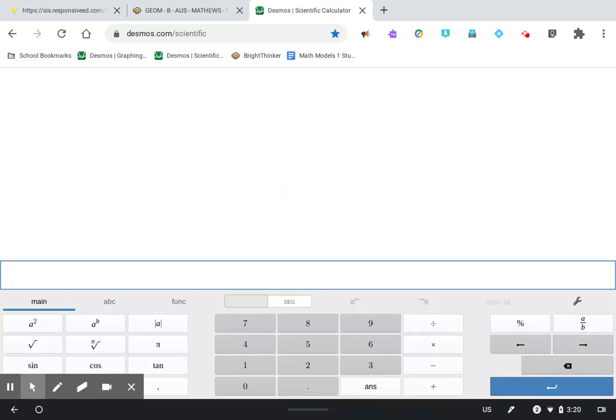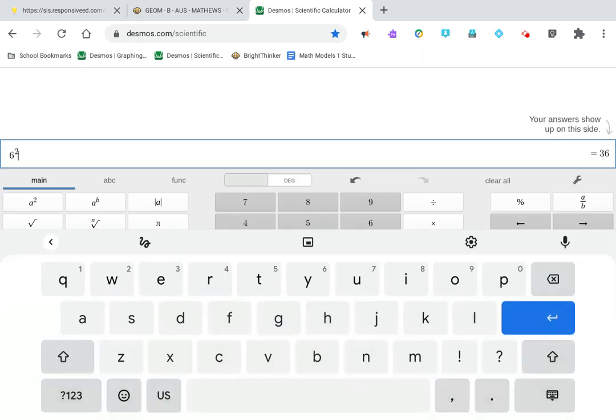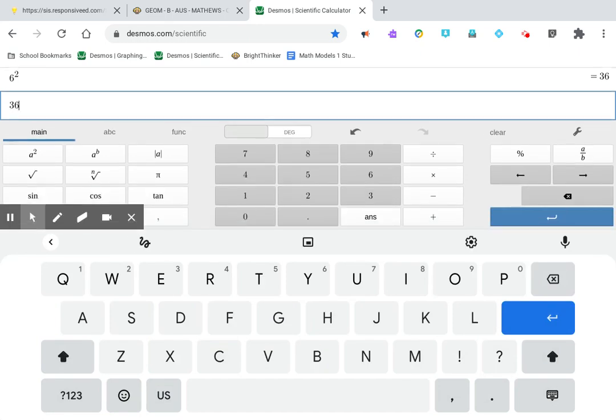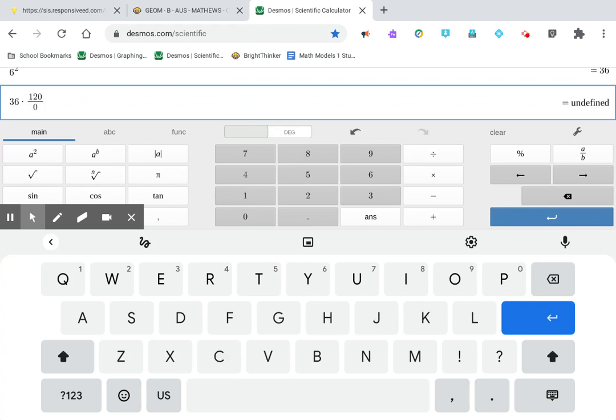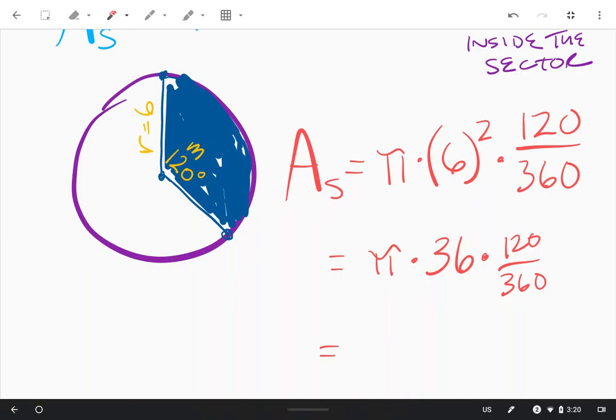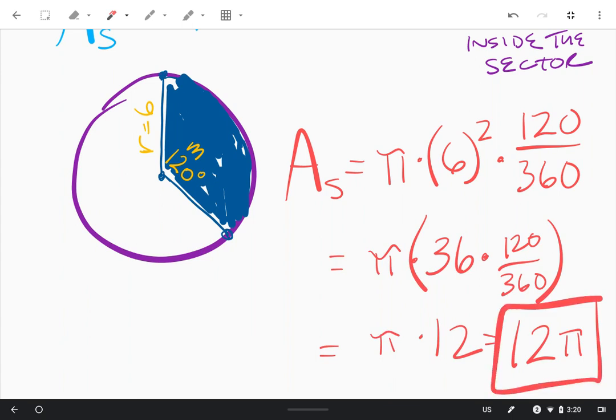So we had 6 squared. 6 squared is 36. So then we do 36 times 120 divided by 360. And we get 12. So the entire number portion of this whole thing reduces to 12. And so we have 12 times pi, which we actually want to write this way, 12 pi. And so the area of this sector is 12 pi. Let's write that over here as a final answer.